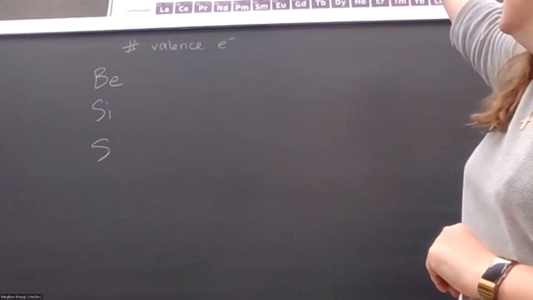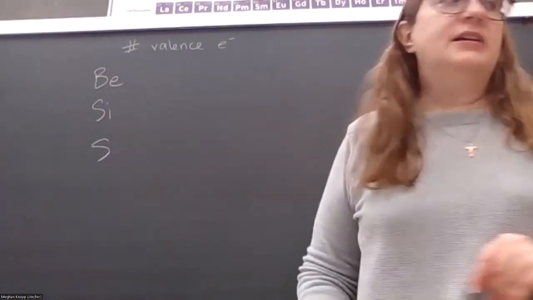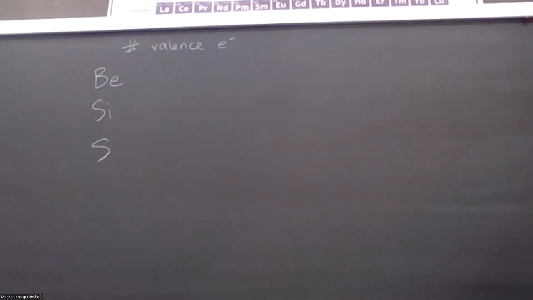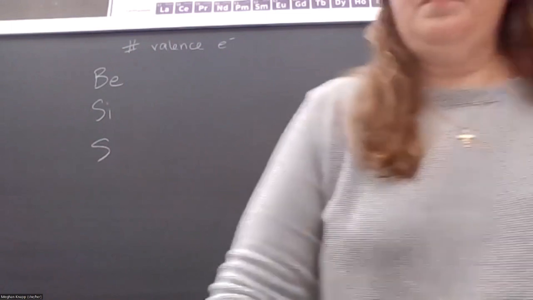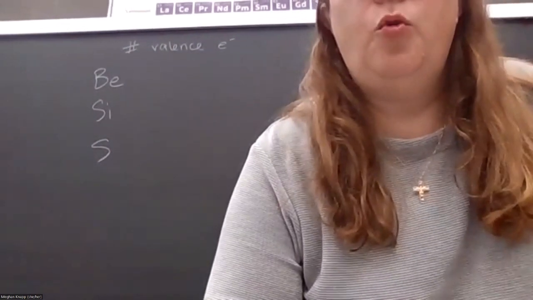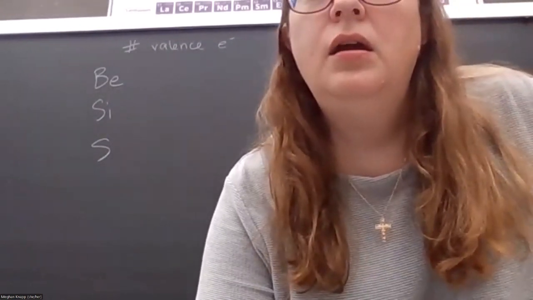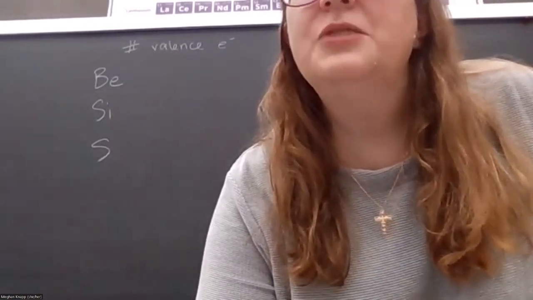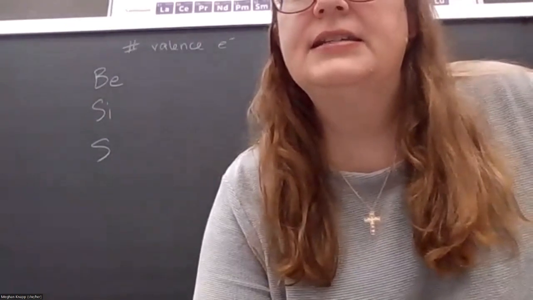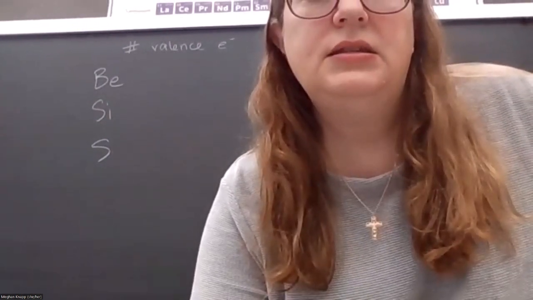Let's look over here for silicon and sulfur. So how many valence electrons do you think would be over there? For silicon, 4, that is correct. Not silicon, but sulfur is 6. Yes.